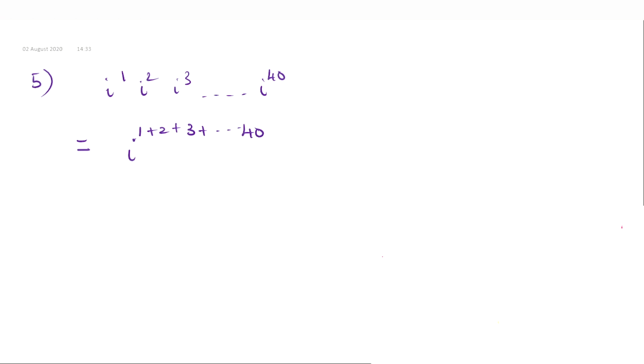Fifth sum, i power 1, i square, i cube, etc. i power 40. So this can be written as i power 1 plus 2 plus 3 plus etc. 40. Right? So we know that a power m into a power n is equal to a power m plus n. Using this, we have written this one, right?